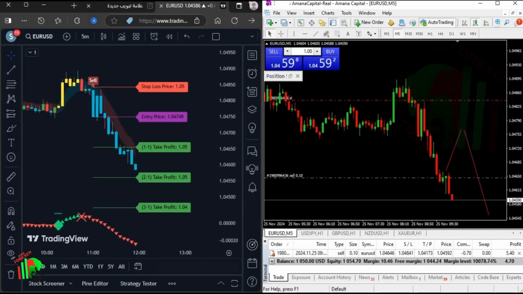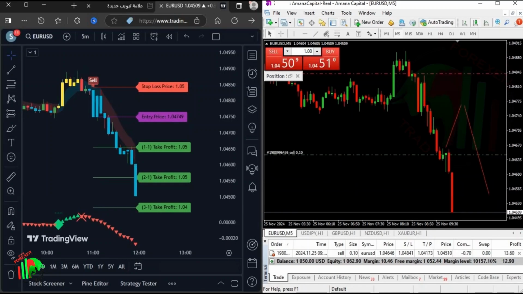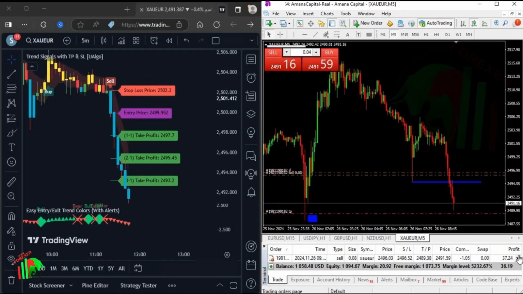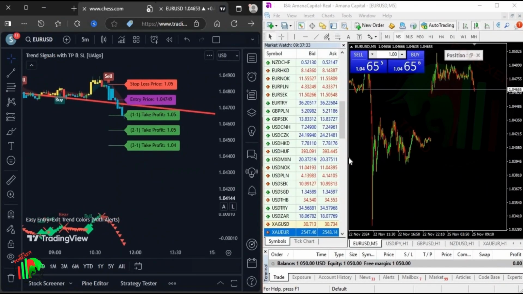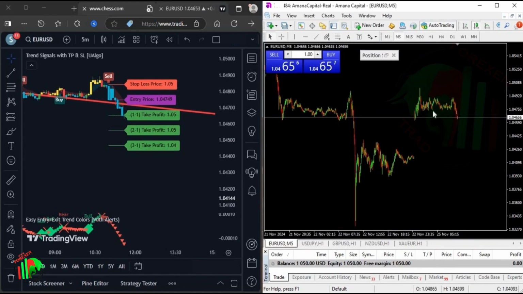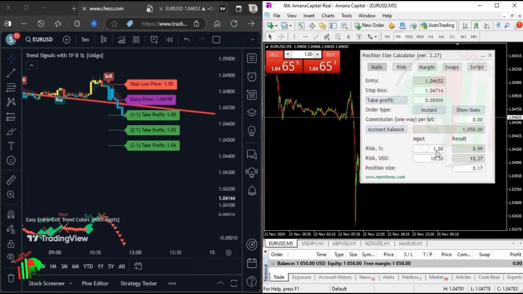Now the price has started to drop, and so far I've made a profit of $14. I closed the trade with a profit of $37. This is the TradingView platform and this is the MT4 platform. I will take the signal from TradingView, then place the trade orders on MetaTrader.